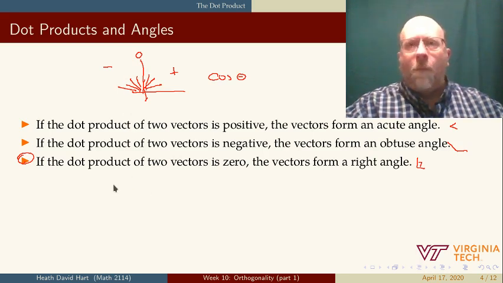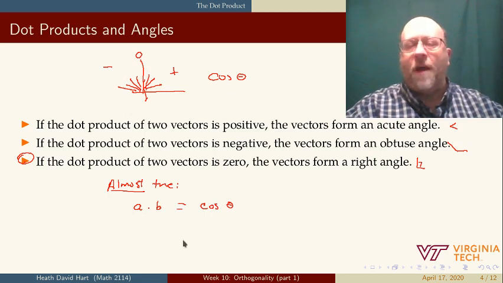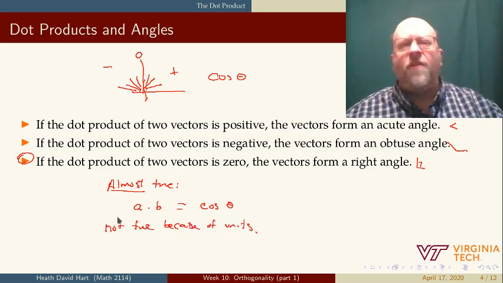It is almost true that the dot product of two vectors is the same thing as a cosine, that problems involving cosines we could just do with dot products. The problem is that it's not true because of units. It's not true because of units.